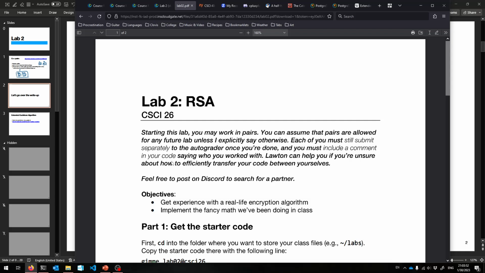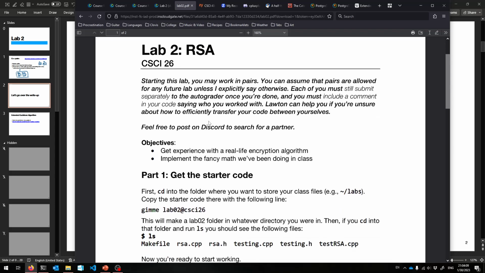I can help you pass around your code efficiently between partners. If you have any questions about how to do that, I can help you. And also, if you don't have a partner in mind right now, feel free to post on Discord to search for one. You are not required to have a partner, but you are allowed to have one from now on. Okay, so that is the start of this lab.